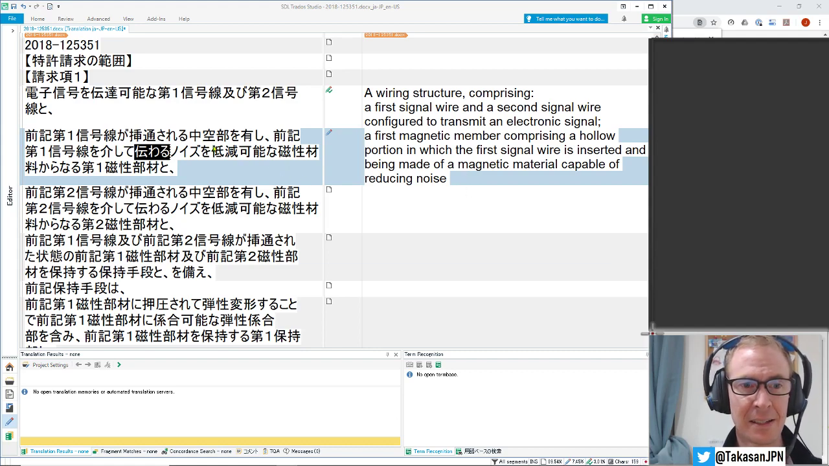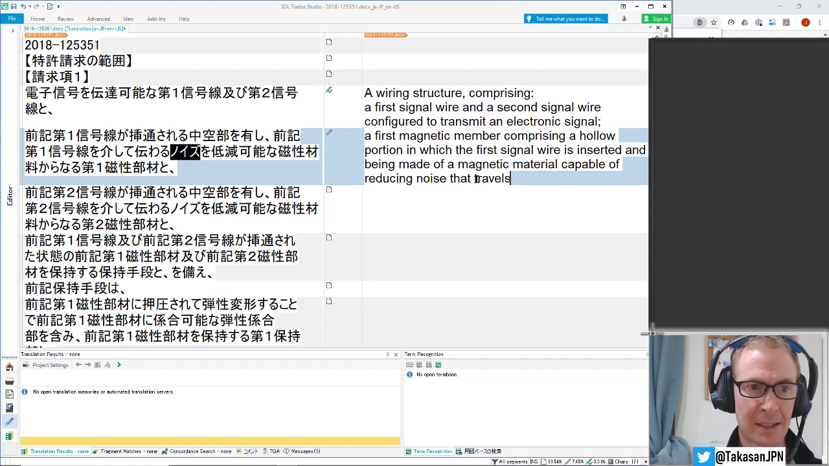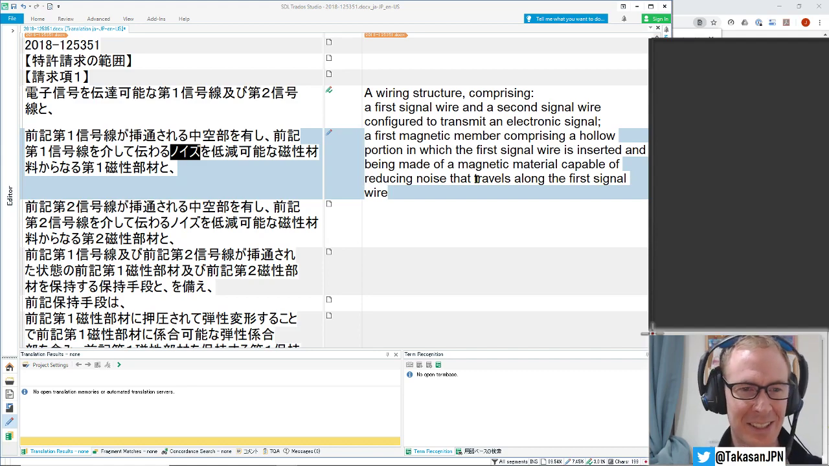Always try to understand the deeper meaning of each element that appears. Noise is a wave, waves travel, that travels kaishite. I'm just going to say along. The noise comes along the wire, the first signal wire. Alright, too easy.